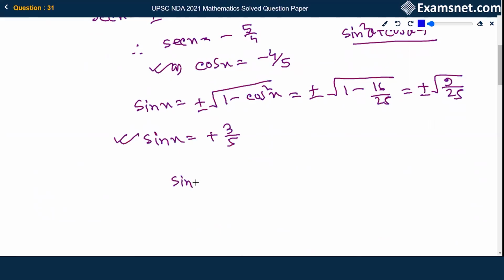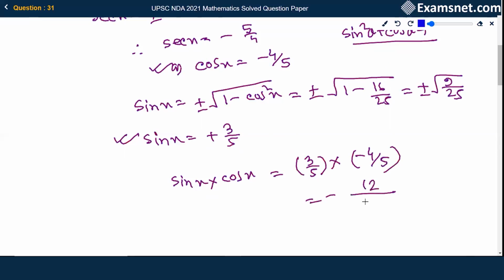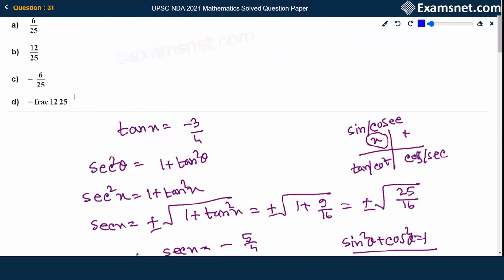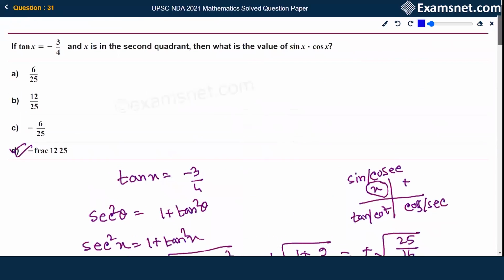Let's find the product of sin x and cos x now. That is 3 by 5 multiplied by minus 4 by 5. So the answer is minus 12 by 25. So here minus 12 by 25 means option D is the correct answer.